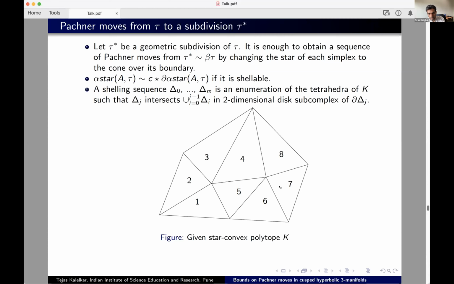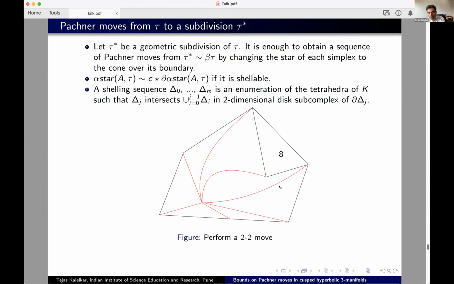Now, once you have a shelling sequence, it allows me to get a sequence of Pachner moves which give me a cone on the boundary. So I do this, a 1-3 move over here, a 2-2 move, 2-2, 2-2, and now there are 3 triangles which share a vertex. So I do a 3-1 move, and then I continue this process, and eventually I end up with a cone over the boundary. Now, if I have a shelling sequence, I can do this.